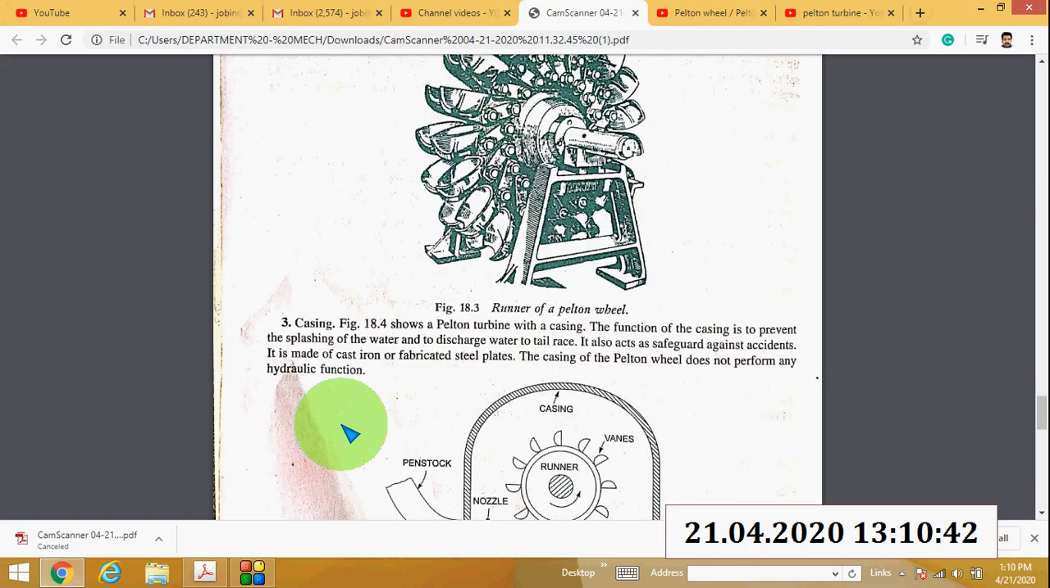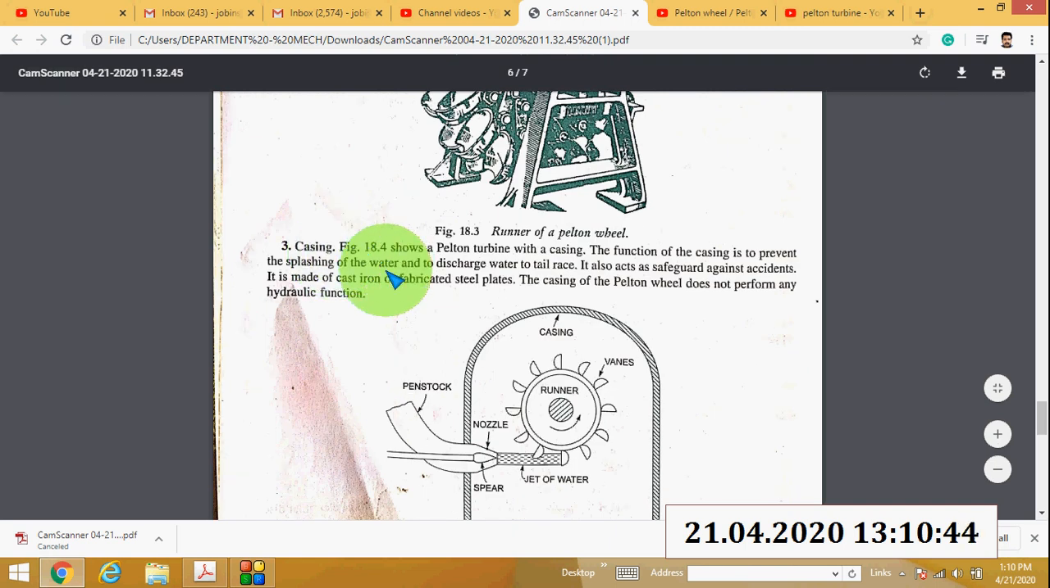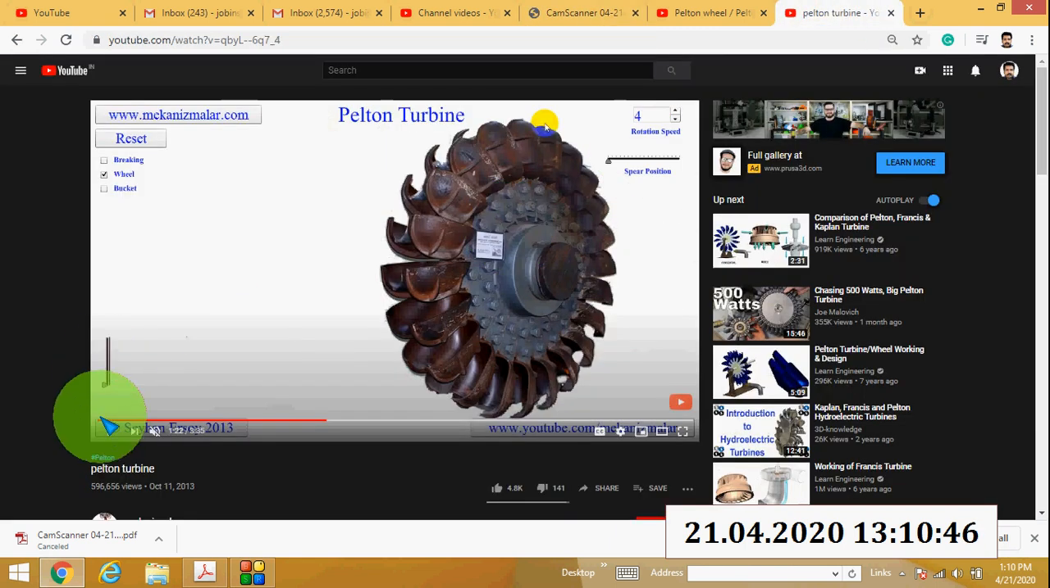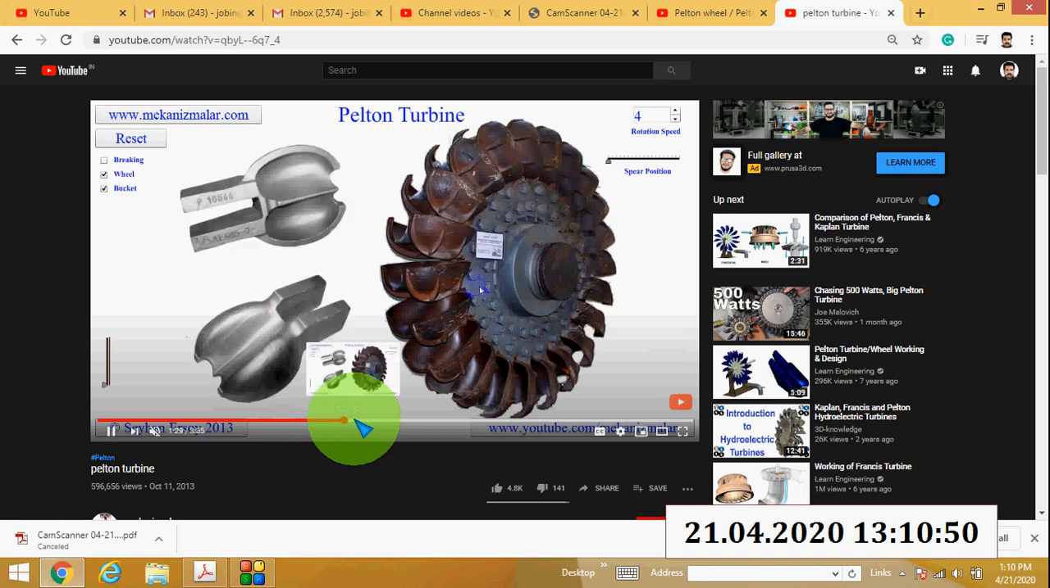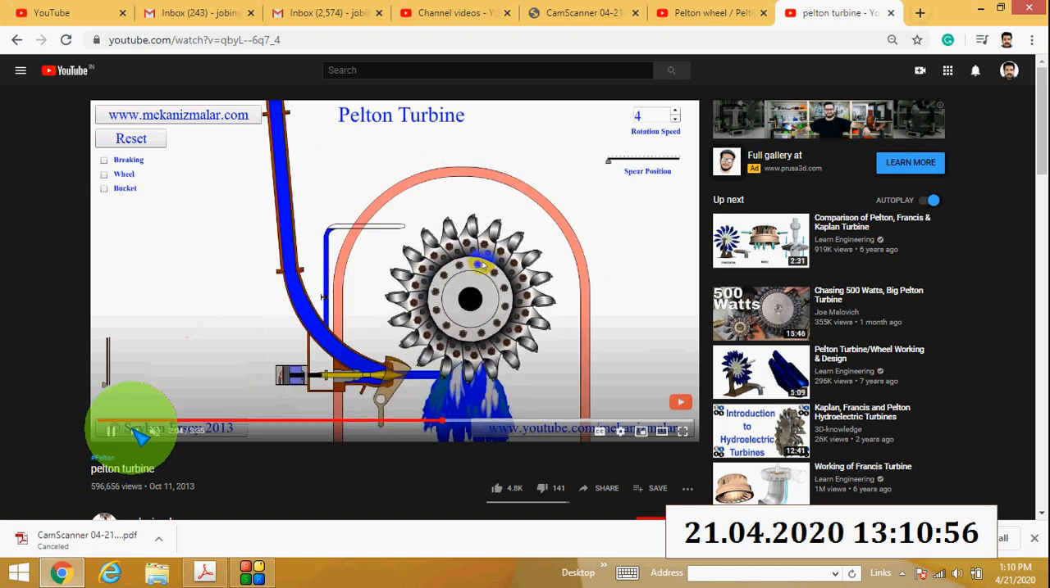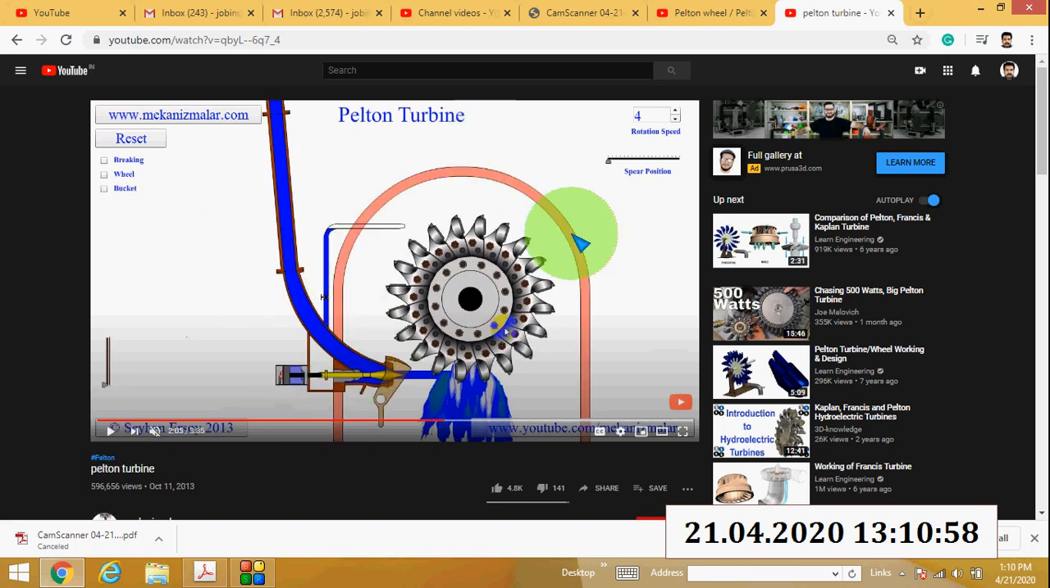Okay, then the third one is the casing. The next one is the casing. Casing means actually, I will show you the casing. You can see this is the casing. This portion is called a casing.